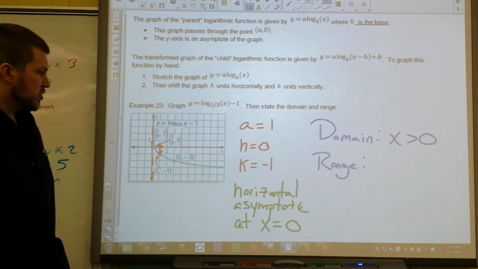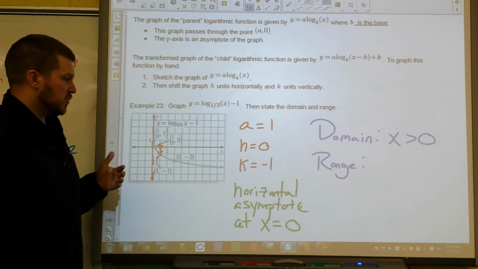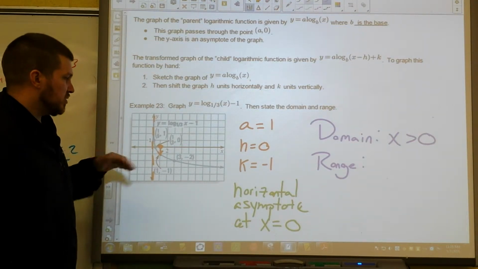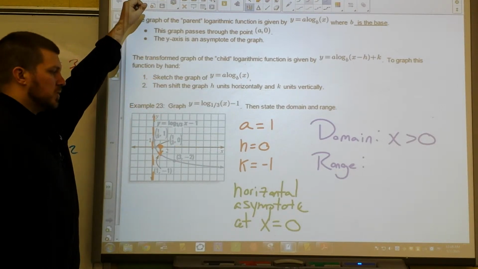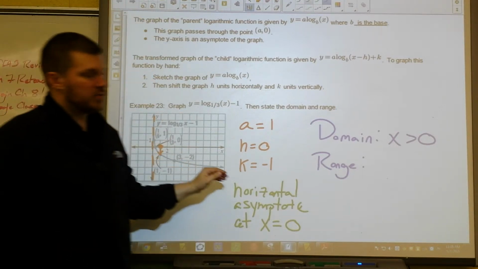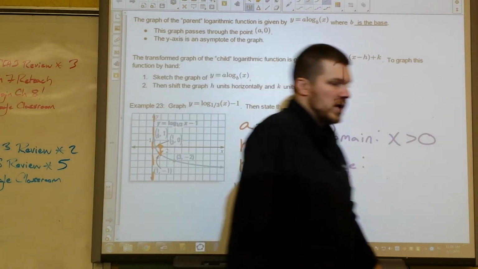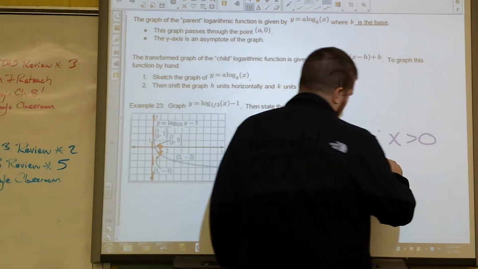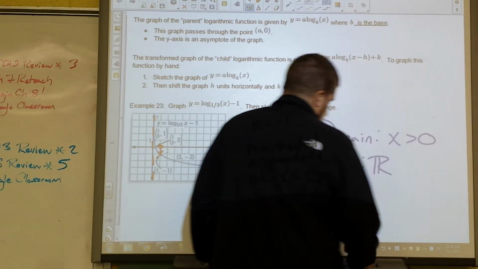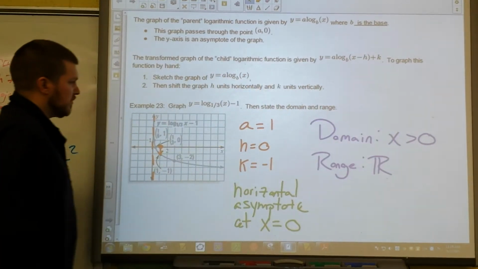When we talk about the range, remember we're looking at how the graph behaves as we go up and down with our y values. So we see that the child function goes all the way up this wall as far as it wants to go, and it goes down, granted very gradually, but it keeps going down, down, down, down as far as it wants to go with no restriction at all, so the range is all real numbers. Okay. And that's it for example 23.